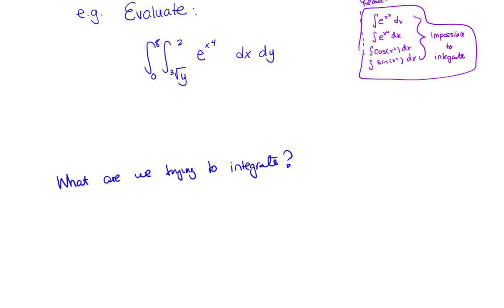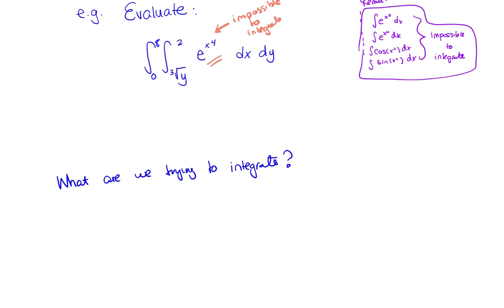Okay, so let's go ahead and evaluate this integral. I've got the integral from 0 to 8 and from cube root of y to 2, and I want to integrate the function e to the x to the fourth. Now, one of the things you need to do is recognize that e to the x to the fourth is not a function that we can actually integrate. It doesn't have a nice algebraic antiderivative that we can write down.